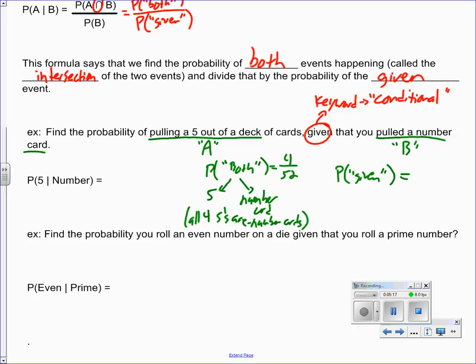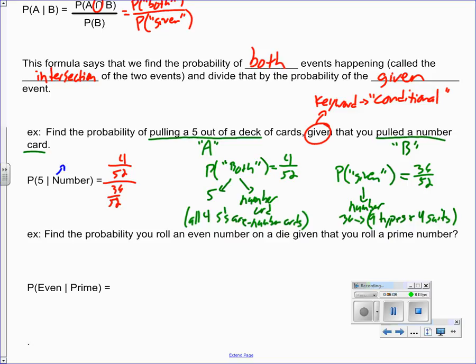Then we look at the probability of just the given event. The given event is pulling a number card. There are 36 number cards in the deck. And where that comes from is that there's 9 types of number cards in each of the 4 suits. So now to find this conditional probability, we put the probability of both, 4 out of 52, over the probability of the given, 36 out of 52.